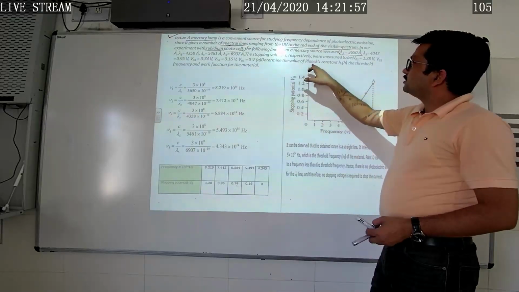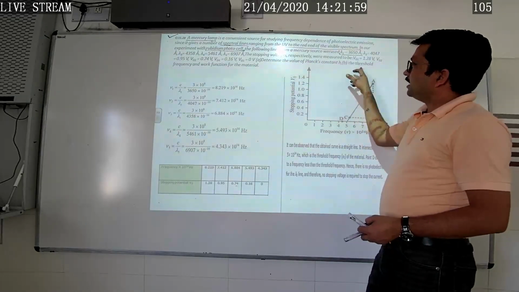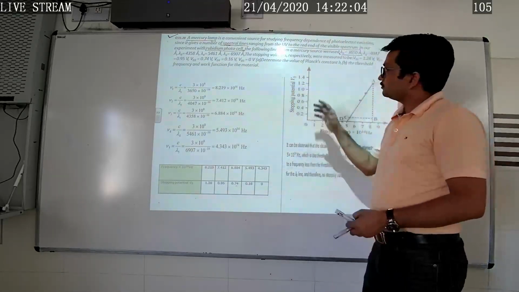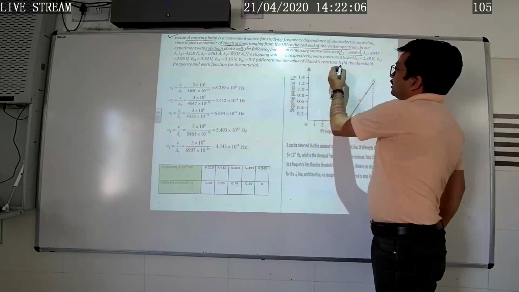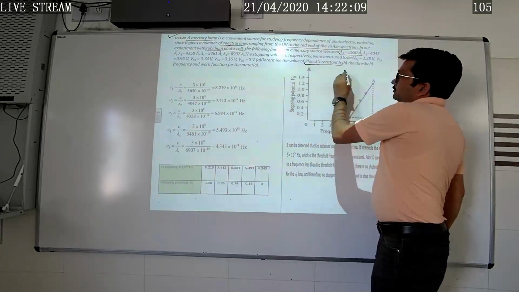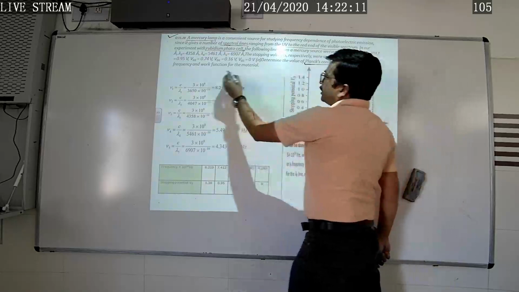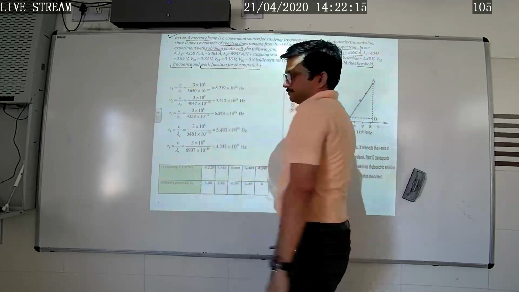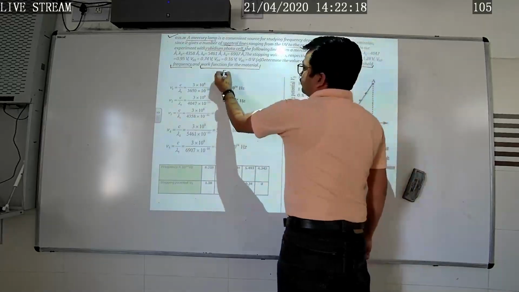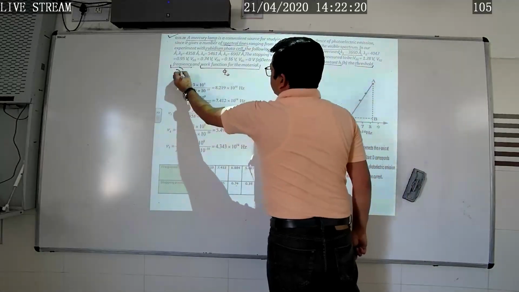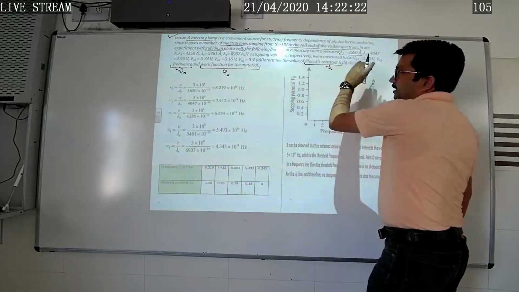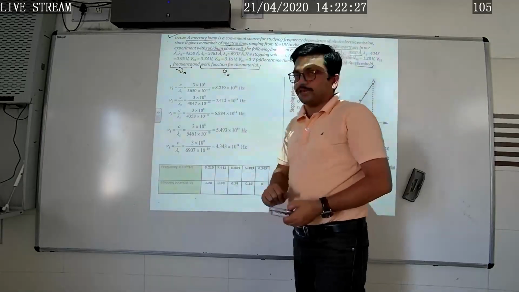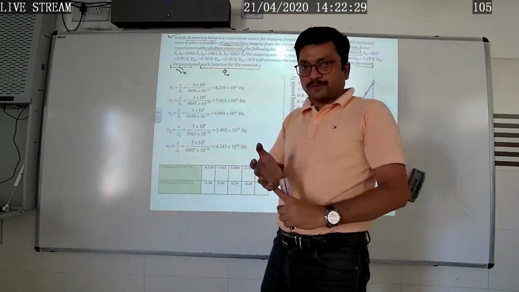Determine the value of Planck's constant h, the threshold frequency, and the work function for the material. We have to determine three things: Planck's constant h, the threshold frequency nu naught, and the work function phi naught. To calculate these, we are given only two things: the wavelength and the stopping potential.